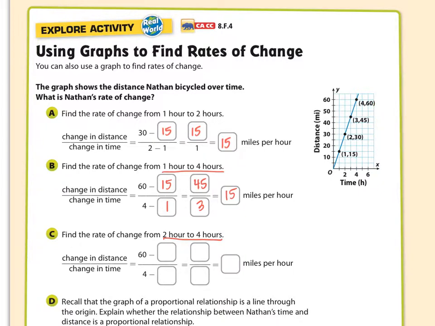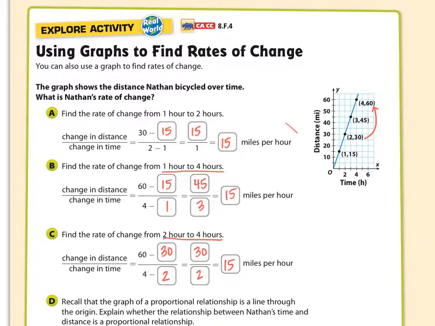Okay, I'm going to show with another arrow. From 2 hours, it's (2, 30), to 4 hours, (4, 60). So that means my distance is 30 miles to 60 miles, so it's 60 minus 30. And then the time is 2 hours going to 4 hours, so 4 minus 2. So I get the fraction 30 on top and 2 on the bottom. And when I divide, 30 divided by 2, that's 15.